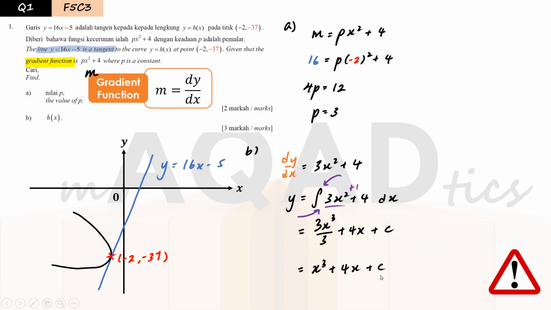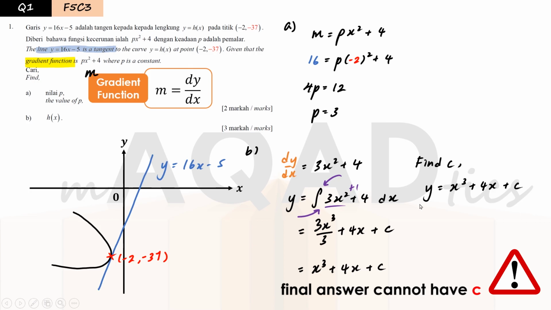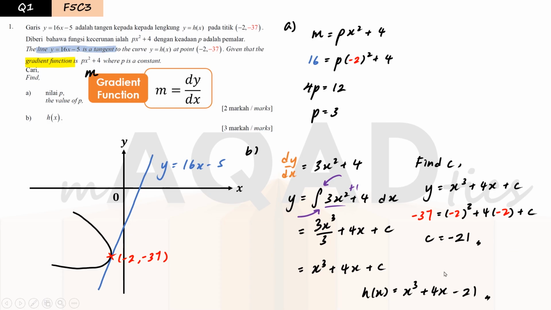But can this be our final answer? The answer is no. We need to find the value of c. One of the easiest ways to do it is to use the coordinates of a point on this curve, which is -2, -37. We can substitute the coordinates into the values of x and y. So we substitute x with -2 and y with -37 to find the value of c, which is -21. And our equation would be this value.